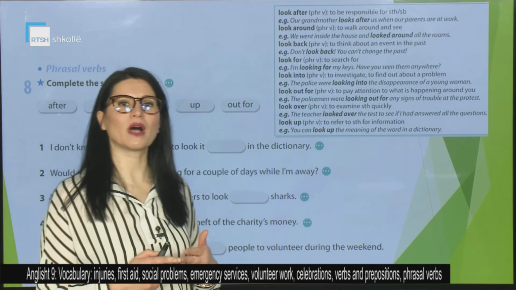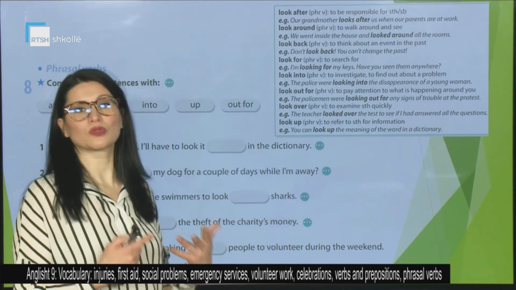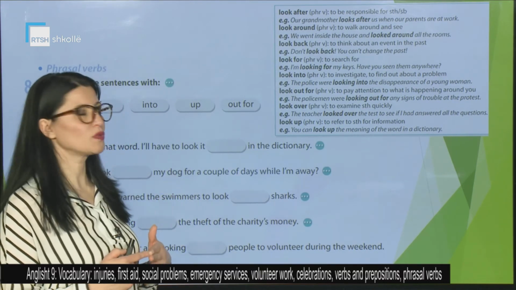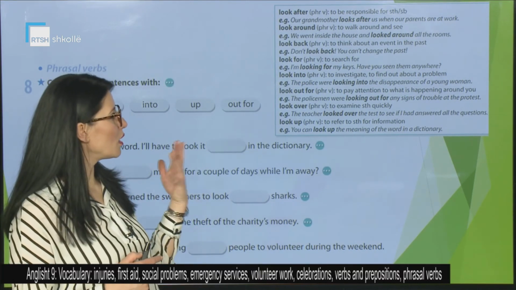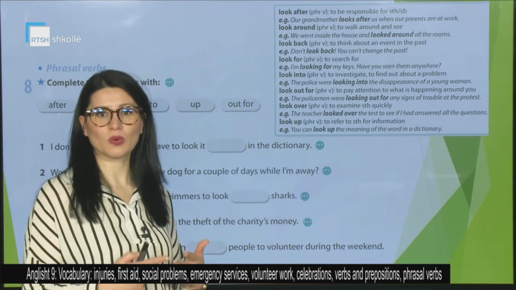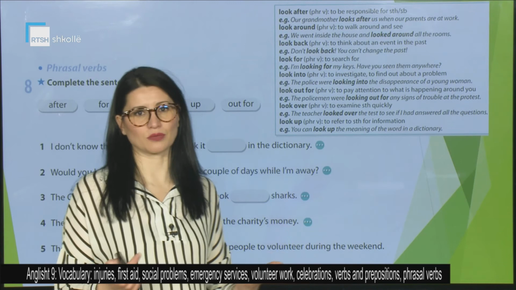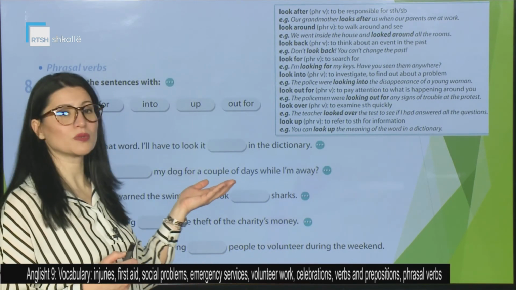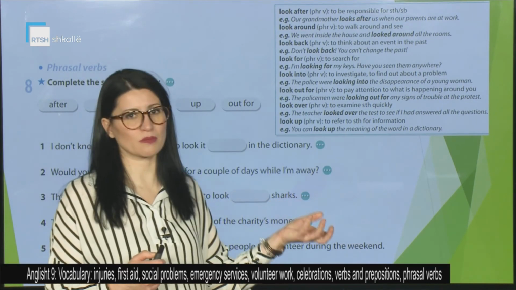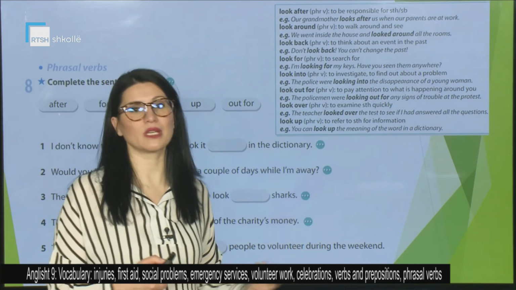Look back, to think about an event in the past. Look for, to search for, for example, I'm looking for my keys. Then we have look into, which means to investigate, to find out about a problem. For example, the police were looking into the disappearance of a young woman. The next one is to look out for, which means to pay attention to what is happening around you. And then we have to look over, to examine something quickly. To look up, to refer to something or somebody for some information. For example, to look up the meaning of a word in a dictionary.